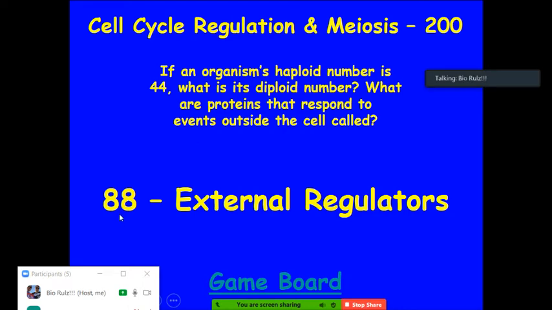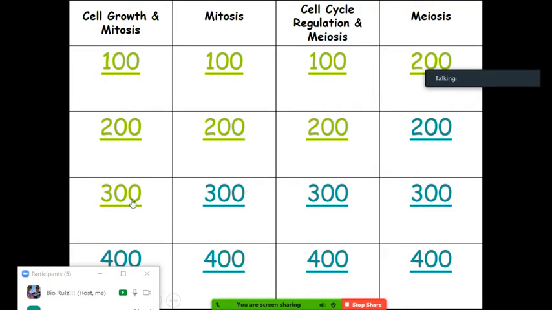Oh, sorry. I got myself confused. I gave you guys the haploid number, which means, of course, the diploid number is twice that. 88. That was a good year, 88. That was my grad year. And then external regulators, of course. No surprise there. All right, did that question.